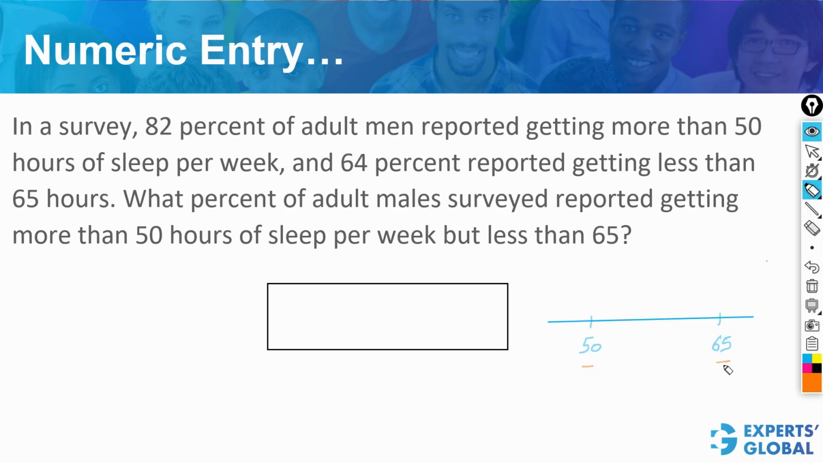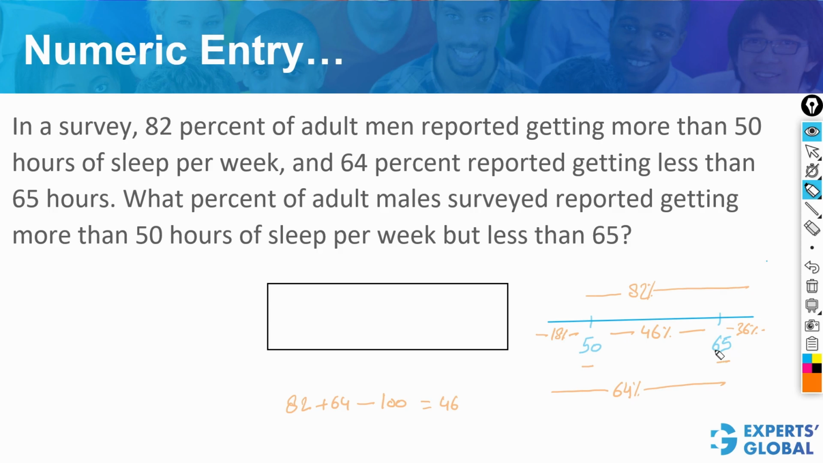50 hours, 65 hours, 82% reported more than 50 hours, and 64% reported less than 65 hours. The overlap is 82 plus 64 minus 100, which is 46%. So 46% comes in here. Therefore, this part is 64% minus 46%. This is 18%. And this part is 82% minus 46%, which is 36%.